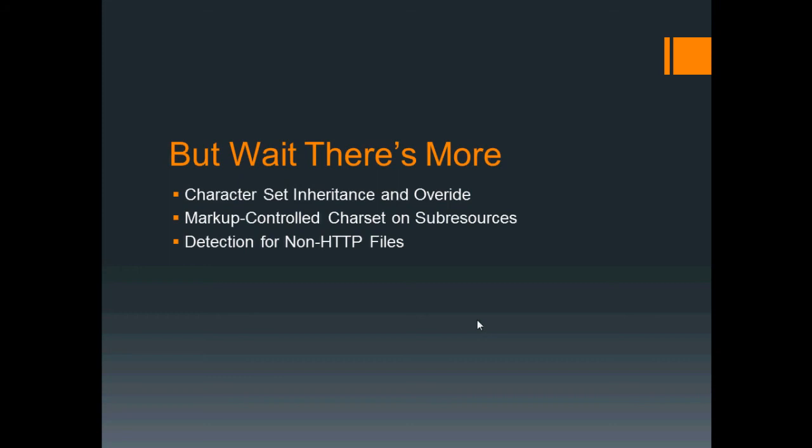And then finally, detection for non-HTTP files. If you're loading in a file not using an HTTP protocol, such as file protocol, it's an unusual means of loading, so it doesn't necessarily have to fit the character set of the page. And this can cause problems, as mentioned, for the previous encoding schemes.